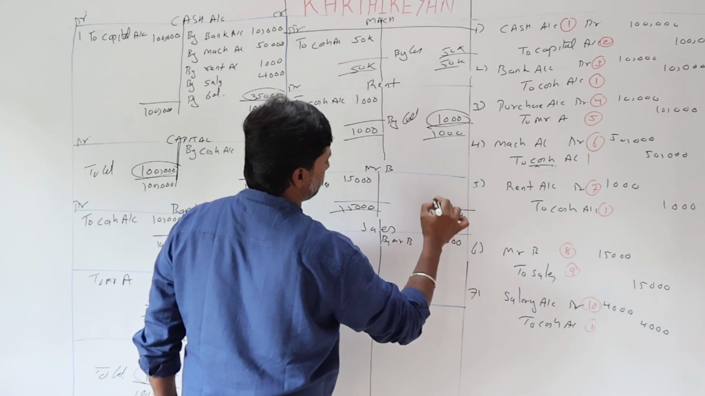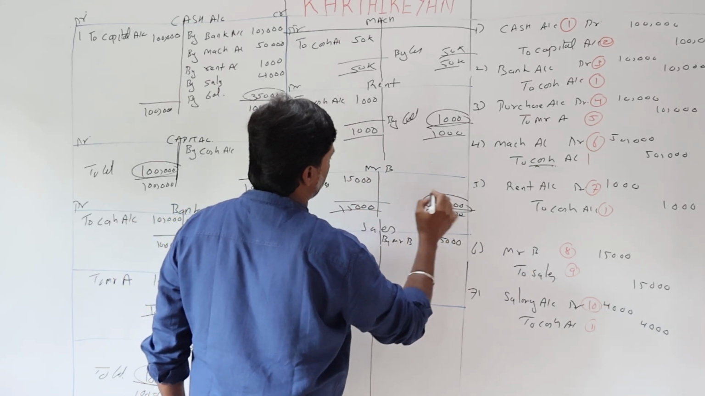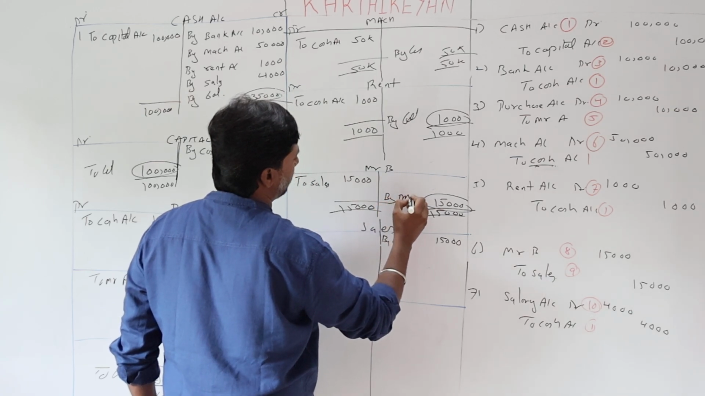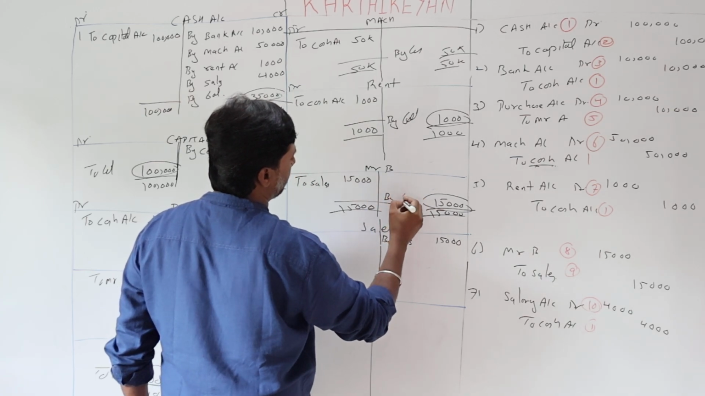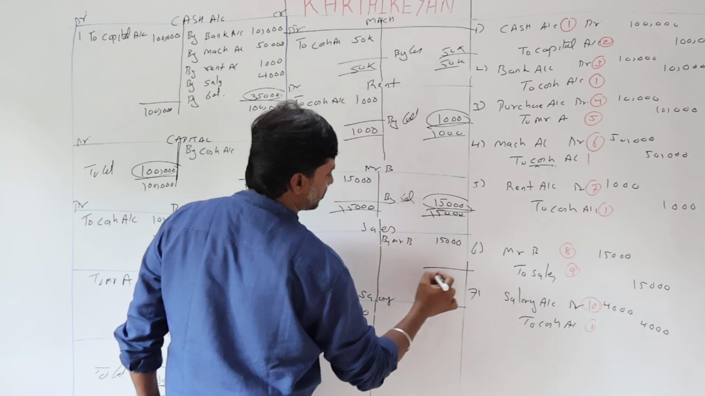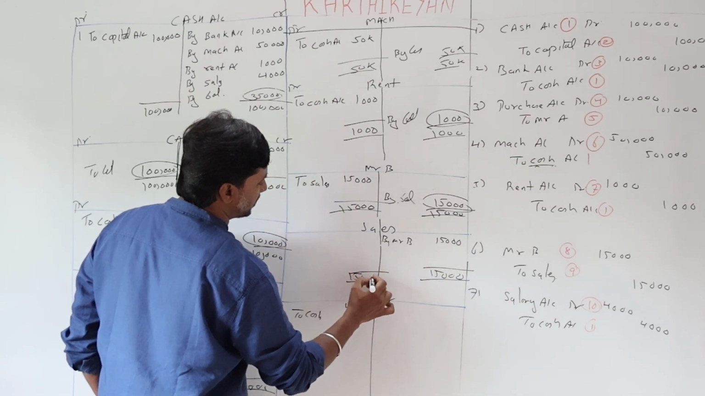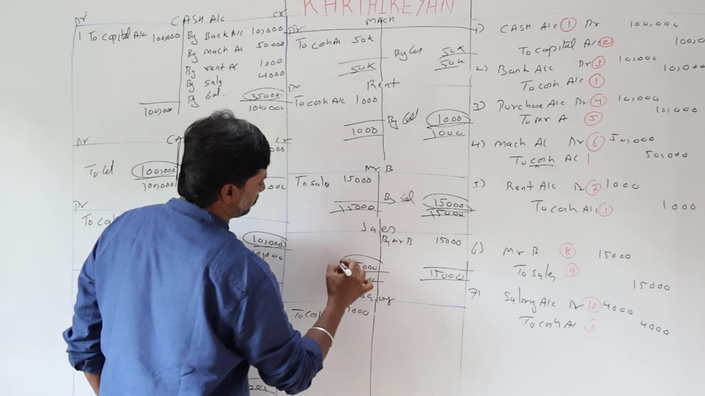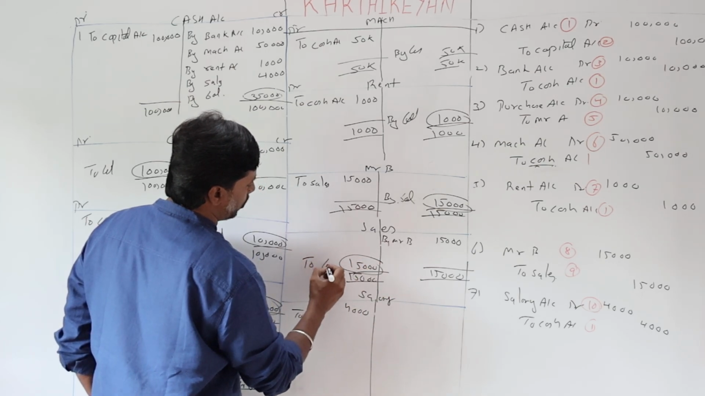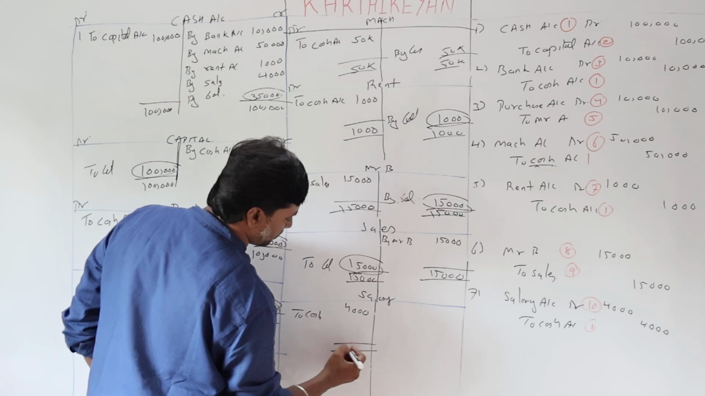15,000. Here difference comes to how much? 15,000 by Mr. B. Sorry, by balance. Sales, you have sold only once. 15,000 to balance. Last comes my salary account.